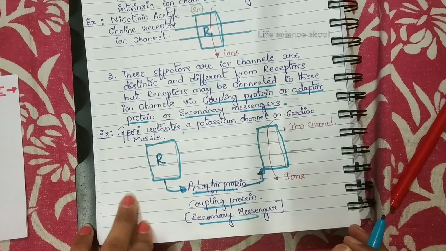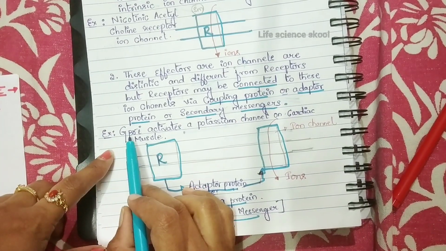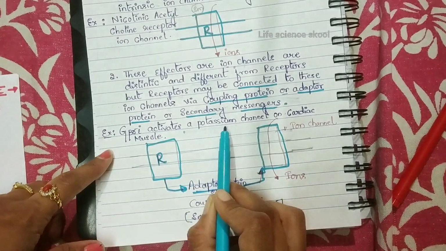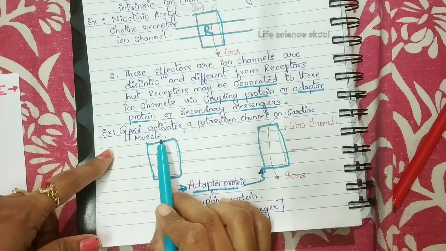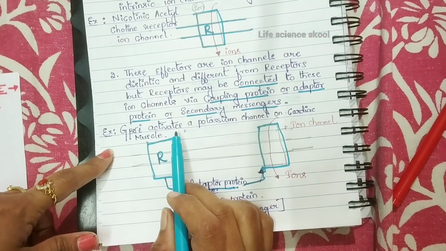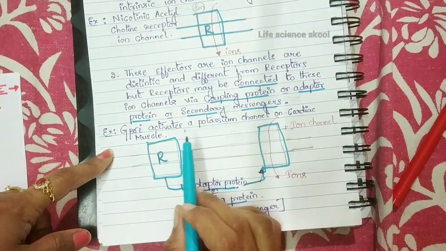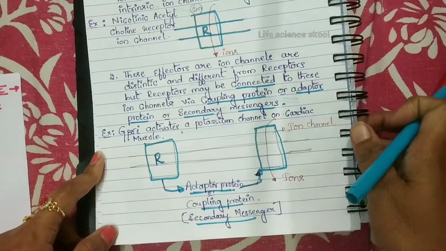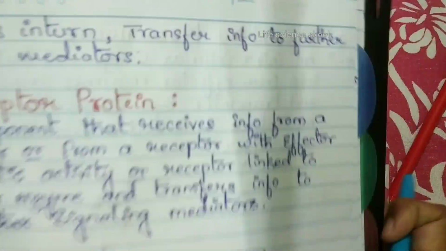For example, G beta gamma activates a potassium channel on cardiac muscle. This is the effector ion channel, the second type of effector. Next, we will move on to the next one.